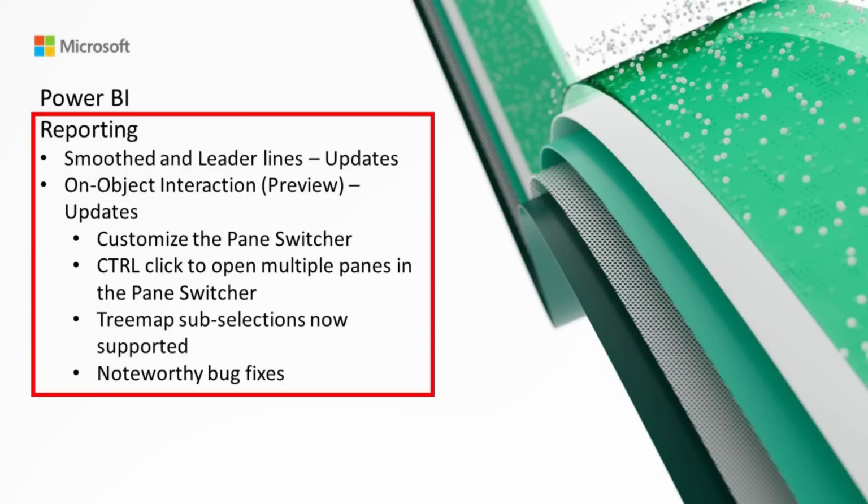We have some updates to the on-object interaction in Preview. This month, we added some new functionality and fixed a few bugs. You can now customize the pane switcher by quickly adding new panes directly from the pane switcher without having to go to the View ribbon. You can now also open multiple panes in the pane switcher using Control-Click. And tree map sub-selections are now supported. We're going to hand it over to Roseanne for a demonstration.